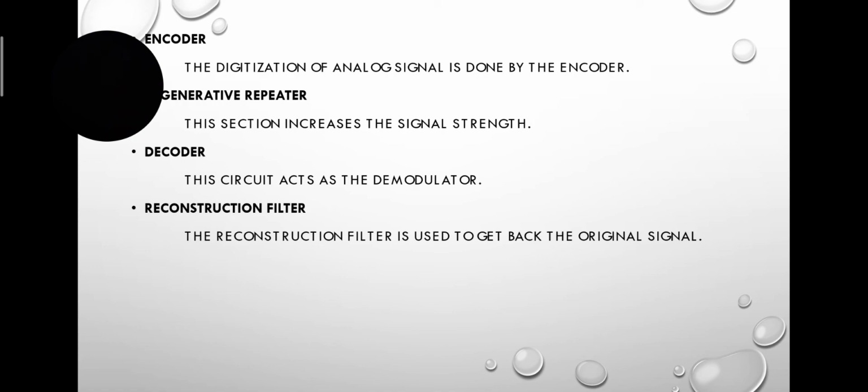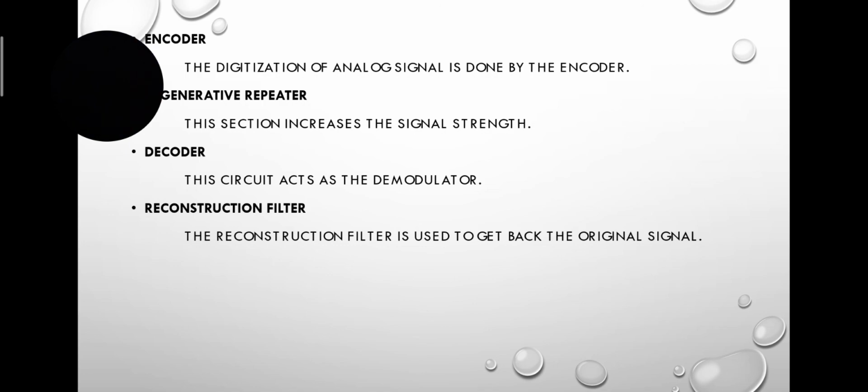Regenerative repeater. This section increases the signal strength. The output of the channel also has one regenerative repeater circuit to compensate for the signal loss, reconstruct the signal, and also increase its strength. Decoder. The decoder circuit decodes the pulse coded waveform to reproduce the original signal. This circuit acts as a demodulator.